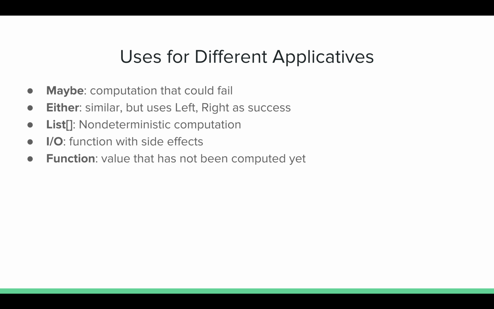List is very useful for non-deterministic computation. You could use list applicatives for calculating the outcome of all possible input values by including them all as a list. I/O can be thought of as a function with side effects. Usually Haskell is very pure as far as it being a functional programming language. However, at some point you need side effects because you need input from a user. I/O lets us bundle all of those side effects neatly into one class type, I/O.